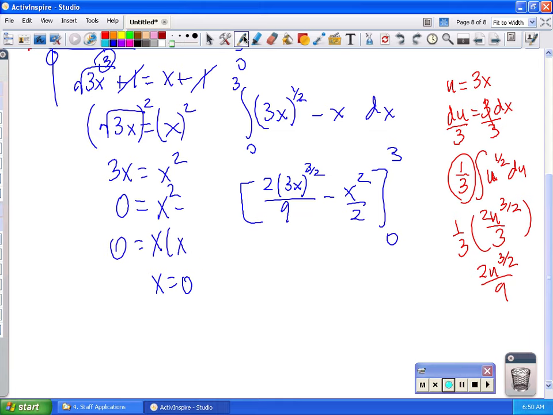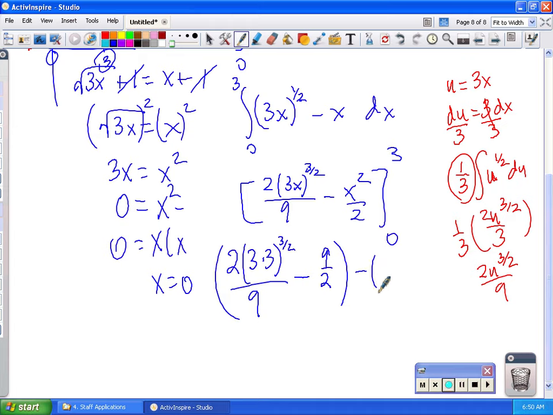Sorry about that. So I'll have 2 times 3 times 3 to the 3/2 power over 9 minus 3 squared is 9, so I have 9/2 minus 0. That's good. That's easy. Now 3 times 3 on the inside here is 9. The square root of 9 is 3. 3 cubed is 27. 27 divided by 9 is 3. Times 2 is 6. Minus 9/2.